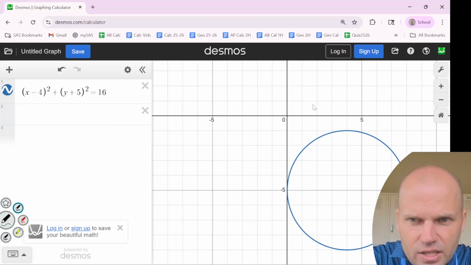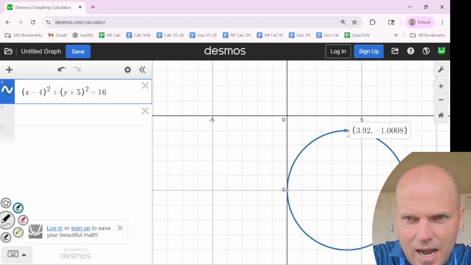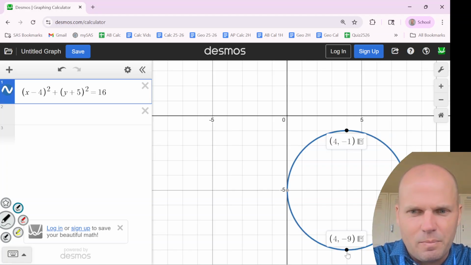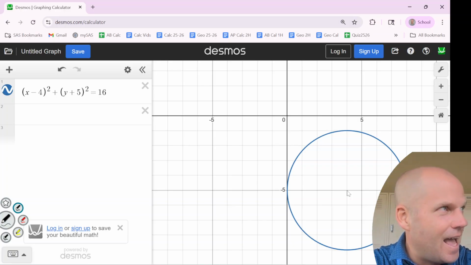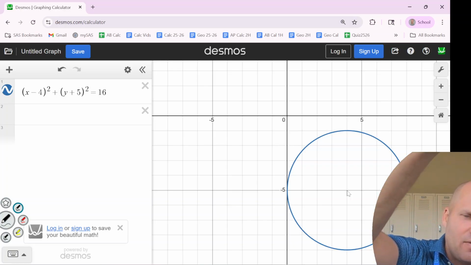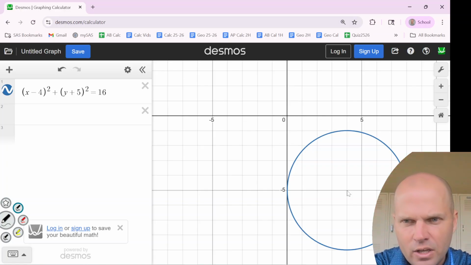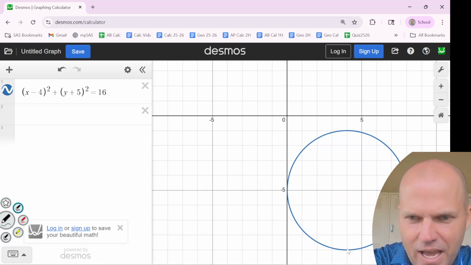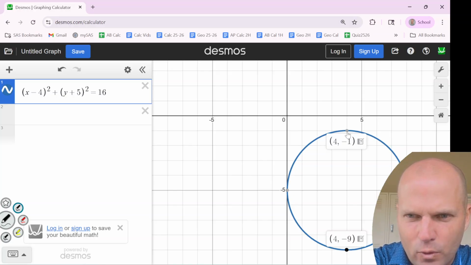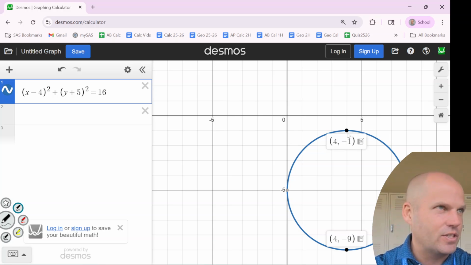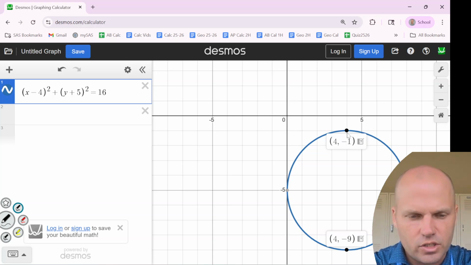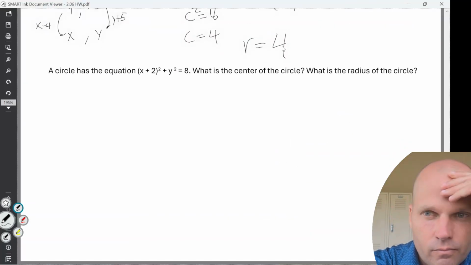You can see that the top is at (4, -1). The bottom is at (4, -9). Well, the middle is (4, -5). You can see it's not at (-4, 5). It's at (4, -5). You can see the radius would be half of our diameter. If you have the points (4, -9) and (4, -1), you can see that the diameter is 8, which means the radius is 4. It's just good things to do.